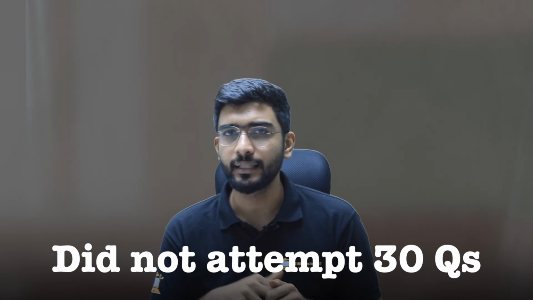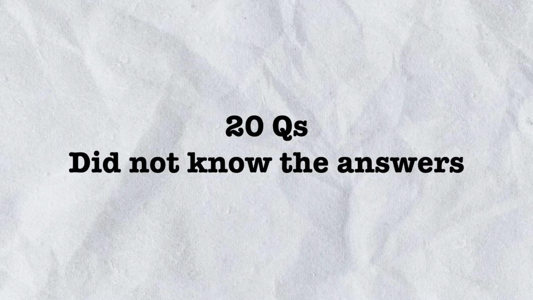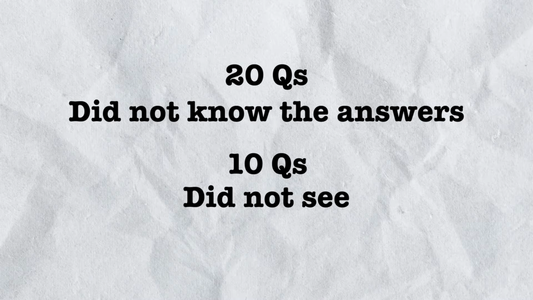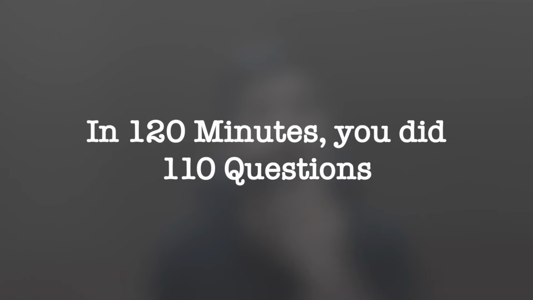Now let's say you did not attempt 30 questions in that exam. Out of 30, there is a possibility that you saw 20 questions, you did not know the answers to them, है ना? But बाकी के 10 questions you were not able to see at all. बाकी तो हम देख ही नहीं पाए. तो इसका क्या मतलब है? That in those 120 minutes you are able to do 110 questions. So you need to make space for those 10 questions. ये हमें समझ में आता है, right?